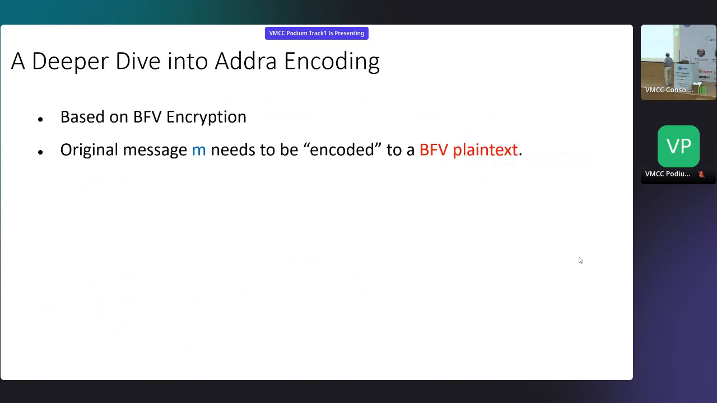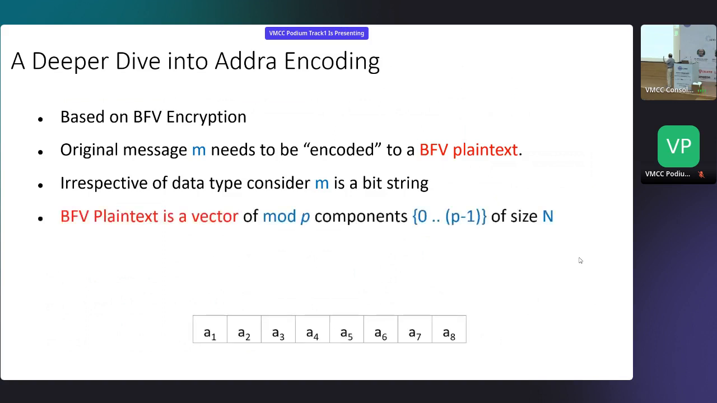So the original message, now let's go back. Everything that I explained, I have to do now for real. I have to find the message and encode it to plaintext, irrespective of the data type. So let's assume that I have some text.